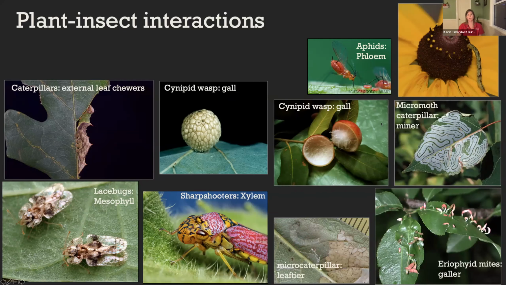And then we've got some really cool creatures that are wasps that force a plant to produce strange forms with their leaf tissue that then provide homes for the insects. Mites do this as well, as you can see on the bottom right. So it's just really fascinating to me how every part of this plant has been figured out how to be exploited by an herbivore in some way.